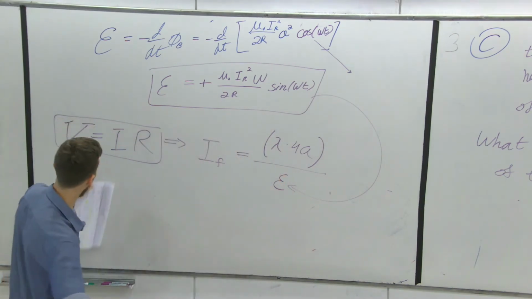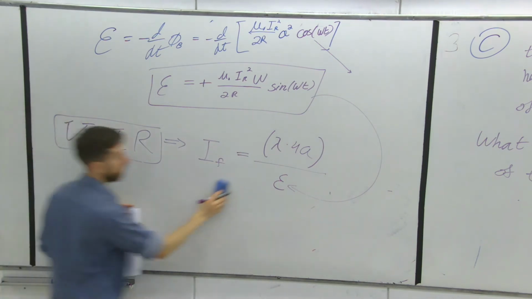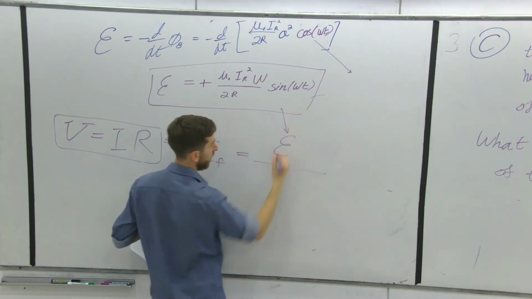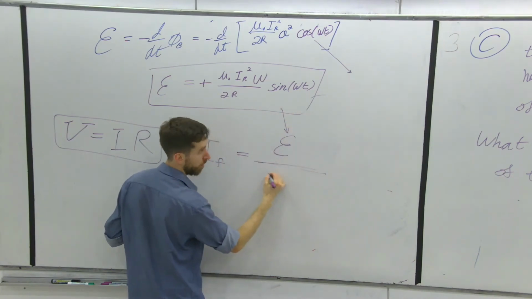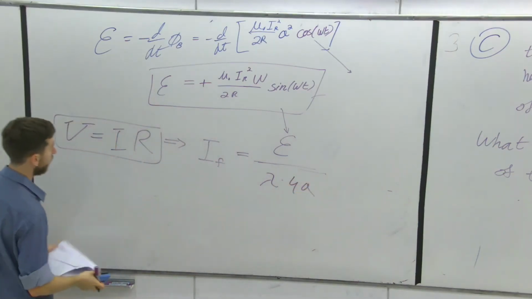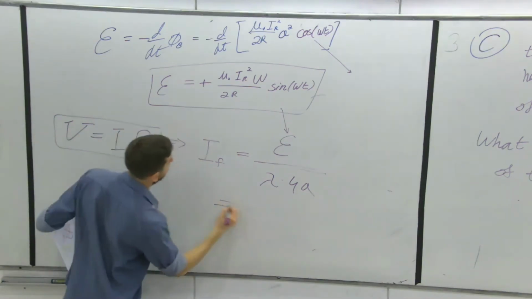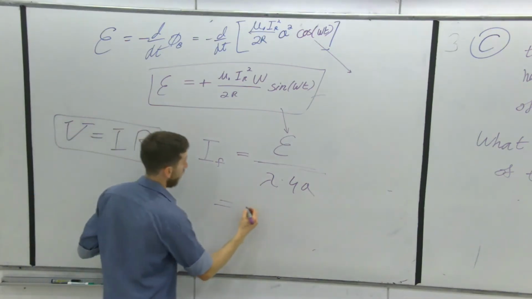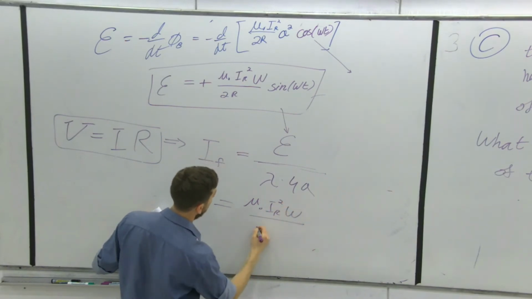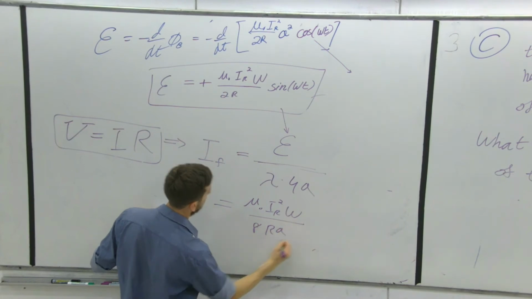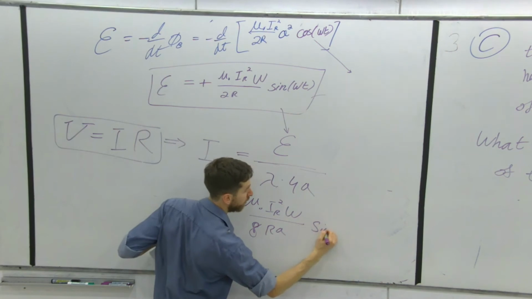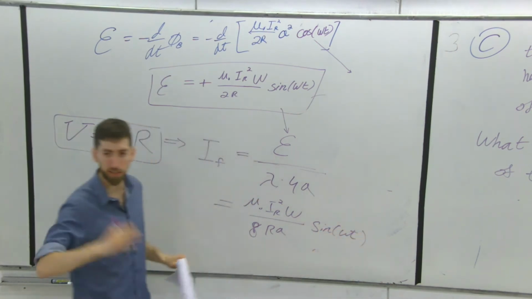Oh, you're right. Sorry, the other way around. Divided by R. So sorry. So we have here the EMF, which is this, divided by the resistance, which is lambda multiplied by 4A. Okay? So this ends up to be mu 0 IR squared omega over 8 RA sine. So what's happened to the current is actually what?